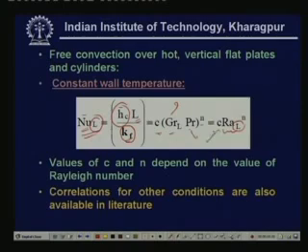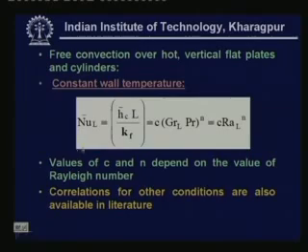So, here again you can see that there are constants C and n, and the values of C and n depend on the value of Rayleigh number. So, just like the earlier expression where we had values for C and n for different Reynolds numbers, for this particular case also the values of C and n for different values of Rayleigh number have been obtained and they are tabulated. So, we can find these values if you know the Rayleigh number, right. And correlations for other conditions are also available in literature, for example, for horizontal flat plate or horizontal cylinders, etc. Okay. So, what I am showing is just a typical example of heat transfer coefficient correlations.